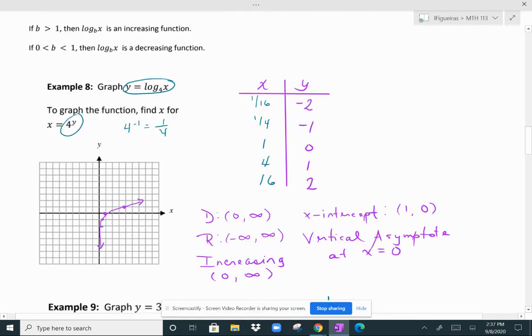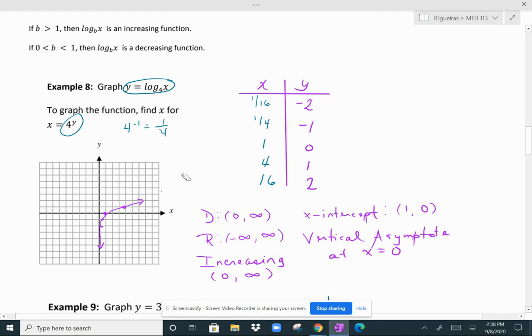So when you put this all together, this is what your graph looks like. This is the graph of the points here. So (1/16, negative 2) is the first point, (1/4, negative 1) is the second one, (1, 0) is the third one, (4, 1), and then (16, 2). I didn't really show that here because it wouldn't fit on my graph, but it would be further up this way, because remember, this is going to keep increasing. So it's increasing from left to right because my base is 4. If your base is greater than 1, it's going to have a shape that looks like this.